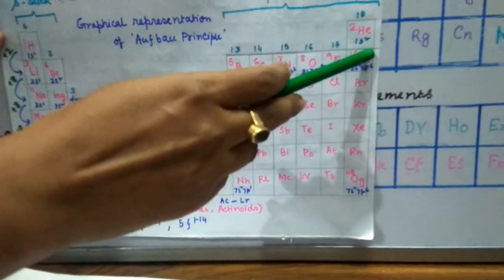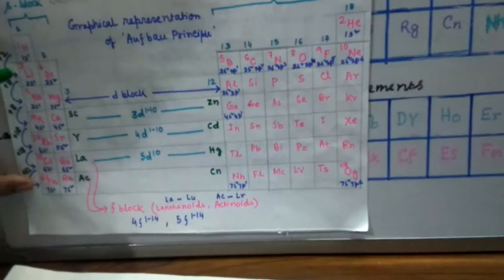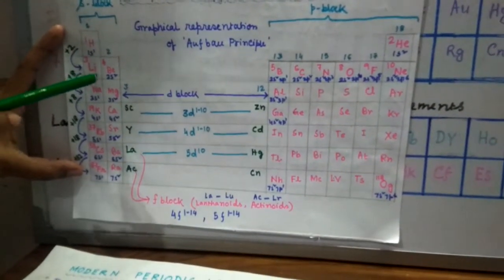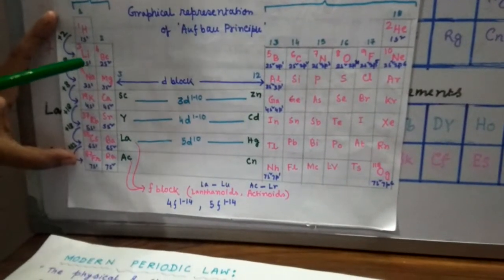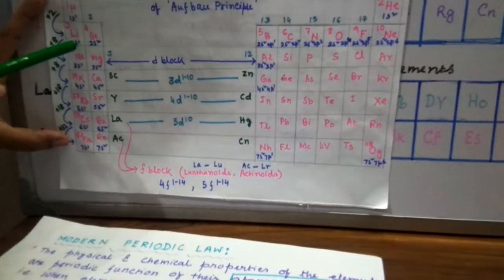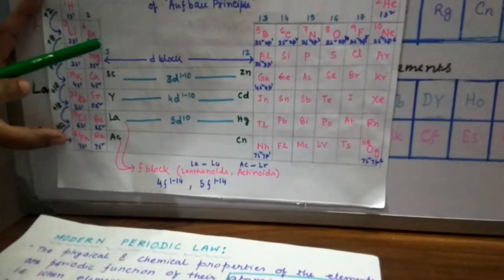Then which element will come? Element with atomic number 3, and that is lithium. So its valence electronic configuration will basically be 2s1. Then comes beryllium, which has electronic configuration 2s2.